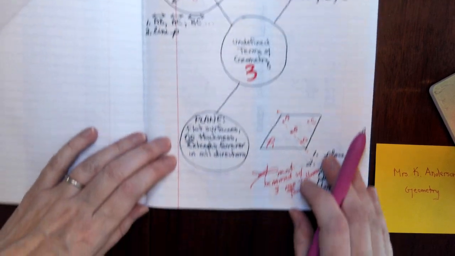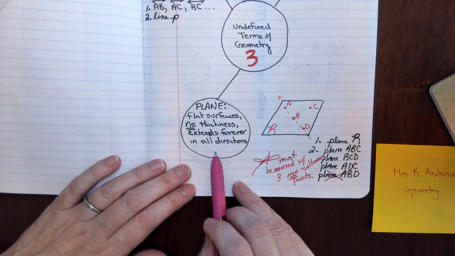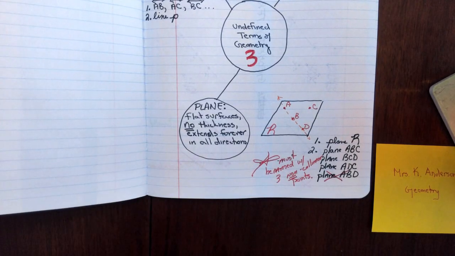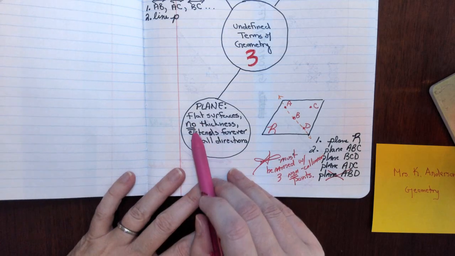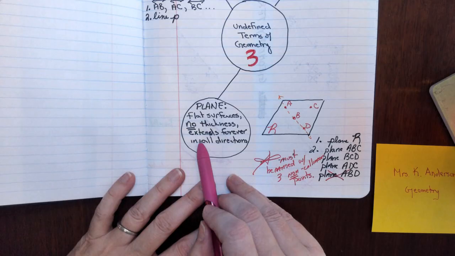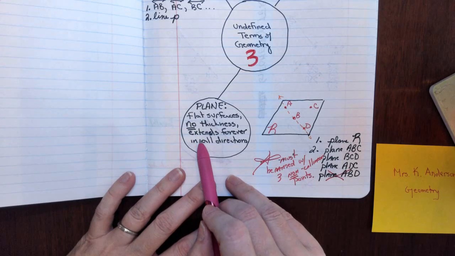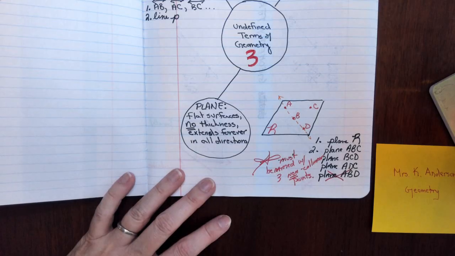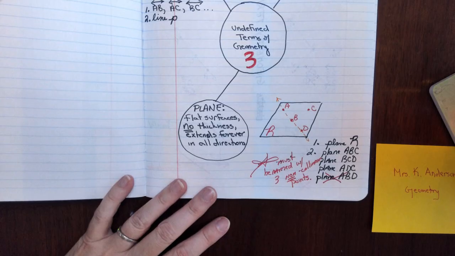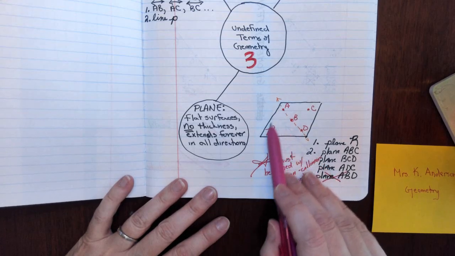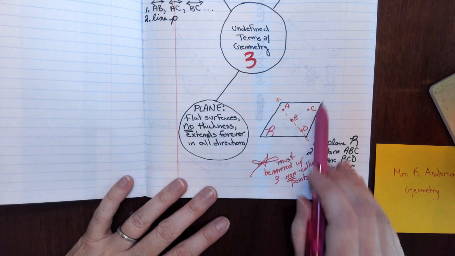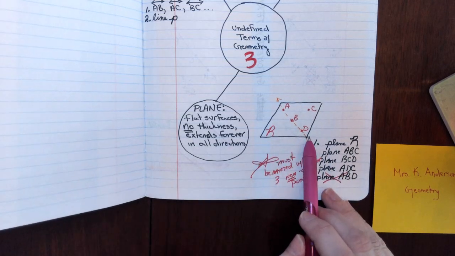Our last undefined term is a plane. This seems to be one of the hardest ones for us to truly understand what's going on with it. So a plane is a flat surface, it has no thickness, it extends forever in all directions. So think about some planes in your life. Well, the easiest plane we have is a table, a piece of paper. But it's when it's laying down and it's flat and there are no folds. Planes are usually represented in kind of a rhombus, if we draw them, or a parallelogram shape.